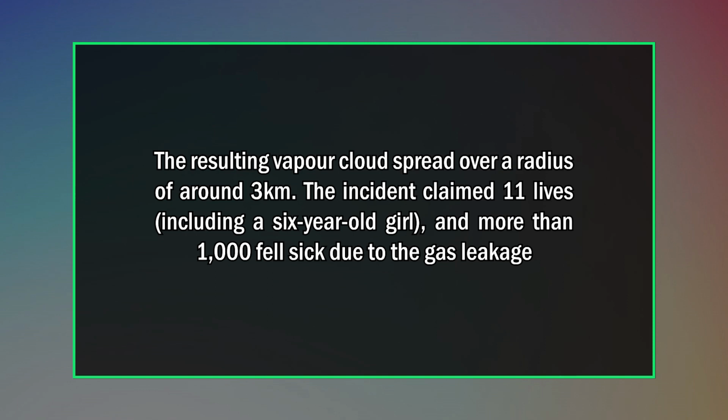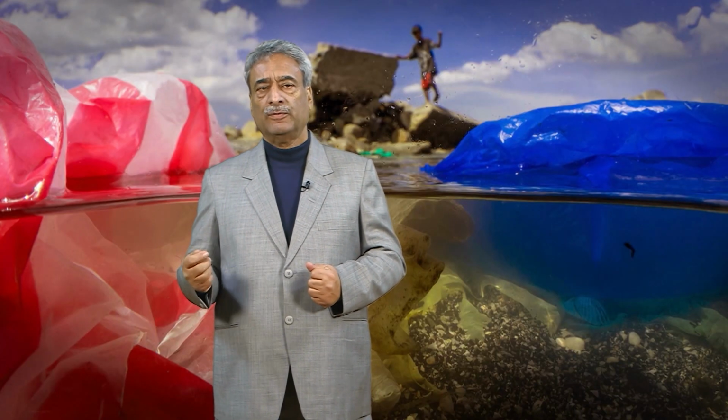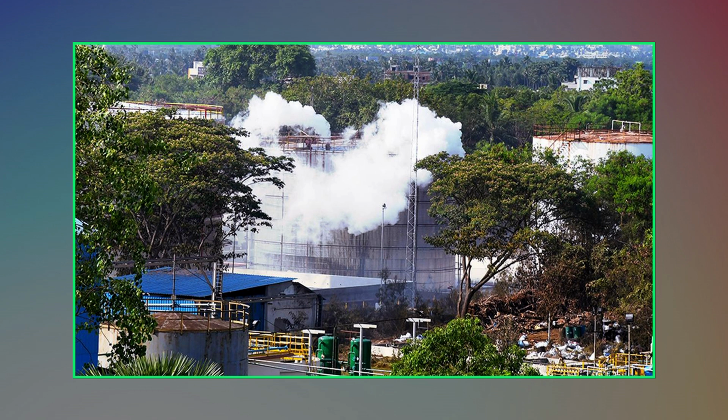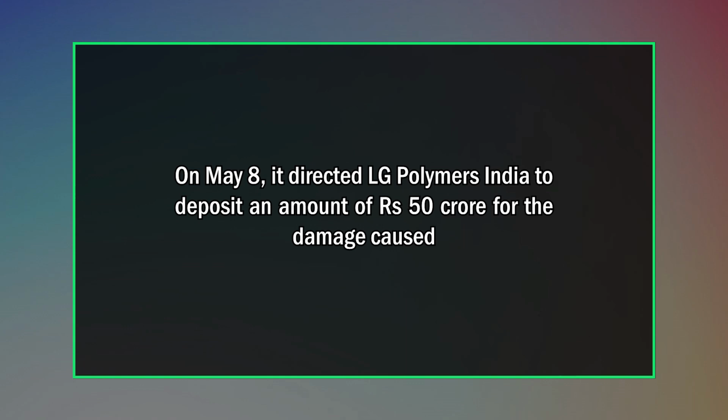The incident claimed 11 lives, including a 6-year-old girl, and more than 1,000 fell sick due to the gas leakage. Over 350 were admitted to hospitals after toxic styrene monomer gas leaked from the chemical plant belonging to LG Polymers at RR Venkatapuram. The National Green Tribunal took suo motu cognizance of the gas leak incident. On May 8, it directed LG Polymers India to deposit an amount of 50 crore for the damage caused.